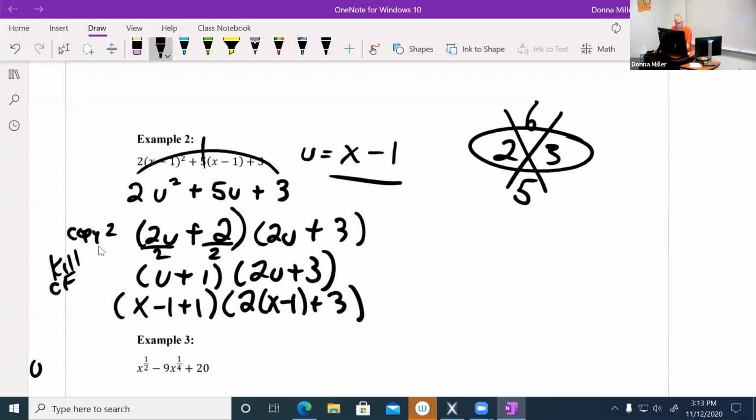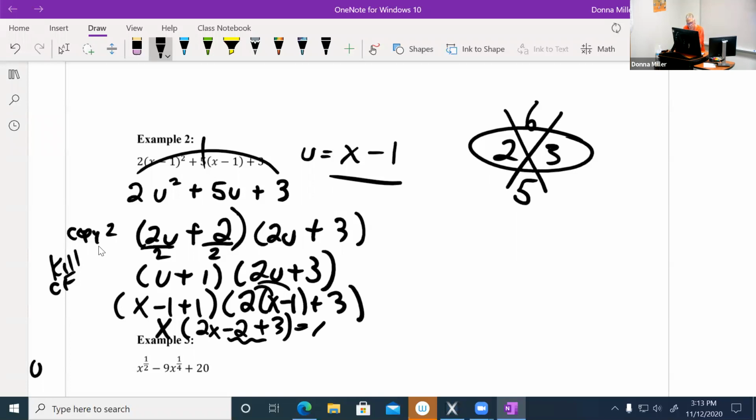So -1 + 1, this is just x. And here I have to distribute. 2x - 2 + 3. Combine these guys. -2 + 3 is +1, and then we're done. Is that okay? Any questions about what I did? These are the harder factoring ones.